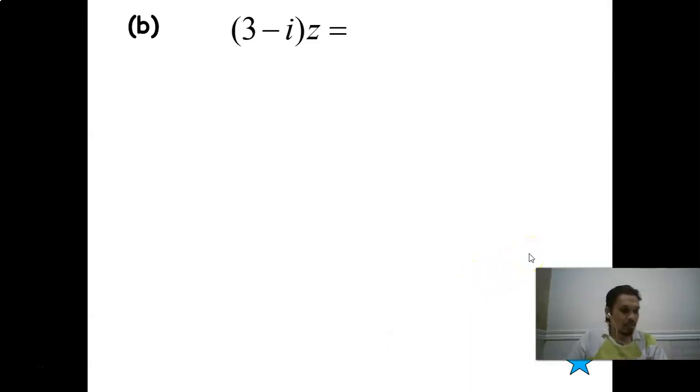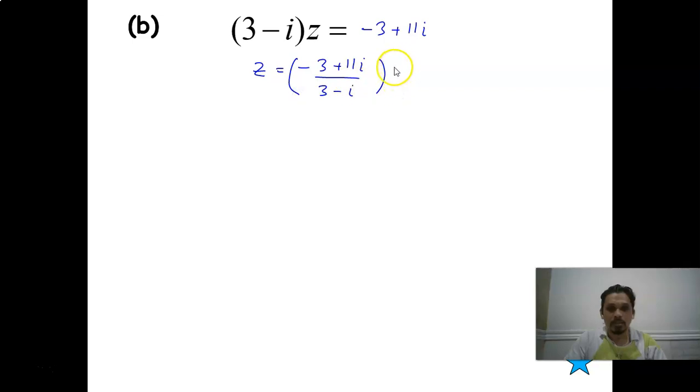The question here just now is negative 3 plus 11i. In this case, we come out with z equal to, bring this as a denominator for this one here, negative 3 plus 11i divided by 3 minus i. Simplifying this means that we're going to multiply by the conjugate of the denominator, 3 minus i, with 3 plus i, 3 plus i.